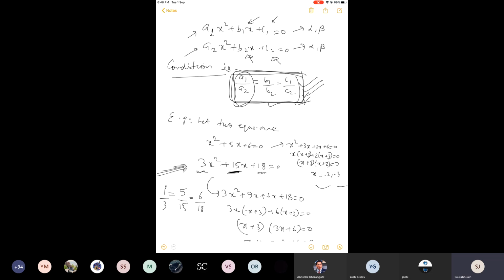So we have understood the condition, we have verified it. Now let us take one example for even better understanding of the concept. Okay, how to use this condition for this purpose.